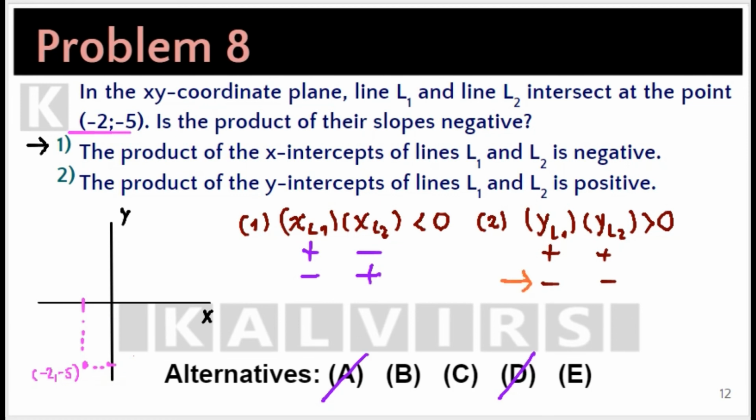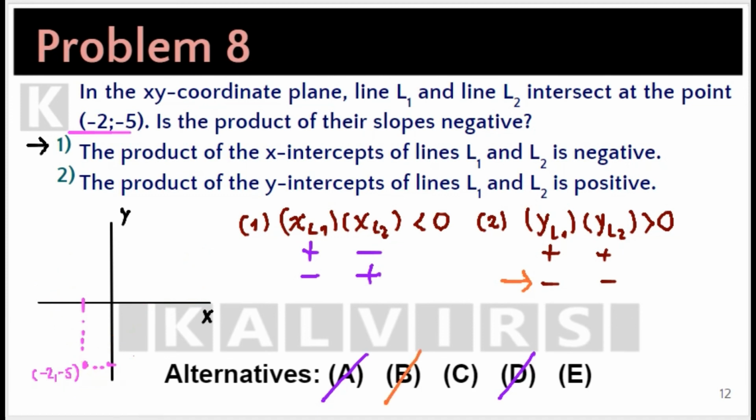Now, what about negative y-intercepts? It can be something like this, line 1 and line 2. In this case, the slopes have different signs. The slope of line 2 is positive and the slope of line 1 is negative, and therefore the product of the slopes is negative. So, since we have two different cases, one when the product of the slopes is positive and one when the product of the slopes is negative, statement 2 is not sufficient to answer the question.